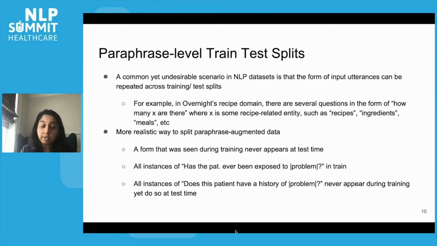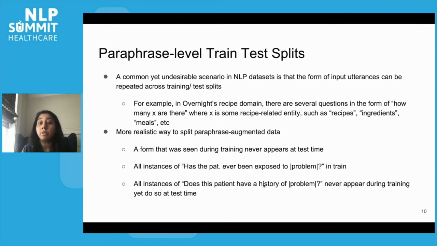However, a more realistic way, perhaps, to split a data set would be to put all questions that have the same form in train and make only questions that are differing in form in the test set. So the train would have a different form and the test would have a different form. So a form that is seen during training never appears at test time. So, for example, all instances of has the patient ever been exposed to problem would go in train, and all instances of does this patient have a history of problem would never appear in the train set, yet do so at test time. So, this allows us to see if the model can generalize from this to the second form, which is a paraphrase of the initial form.